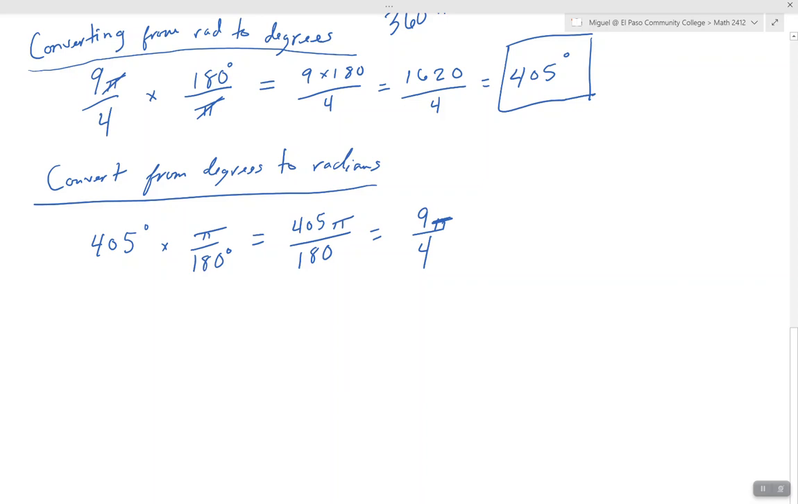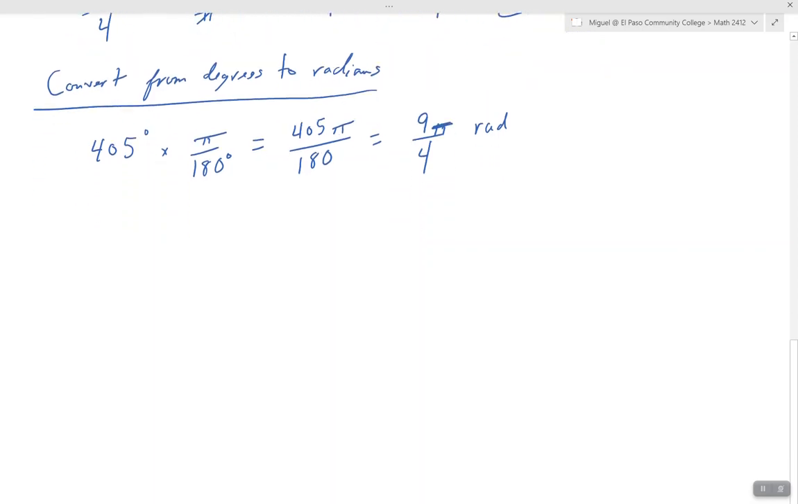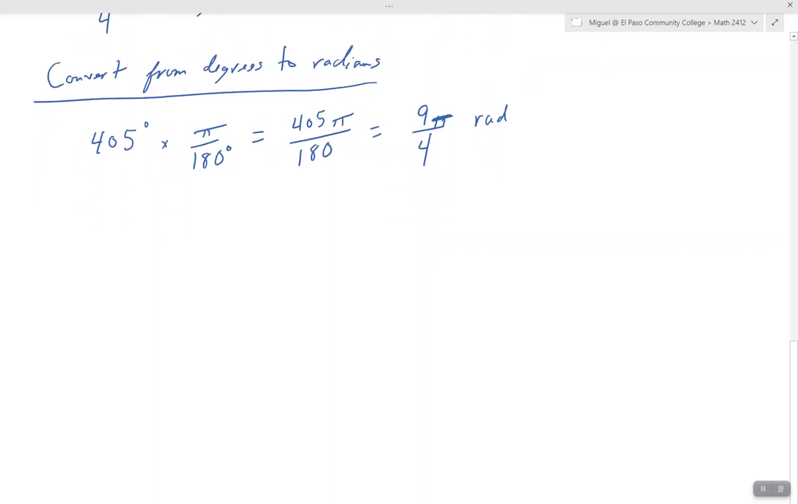Because I have the pi, I usually don't put radians because I know it's radians. It's kind of obvious there. But you can put radians. And that's the same way you'll convert any angle from radians to degrees and from degrees to radians.